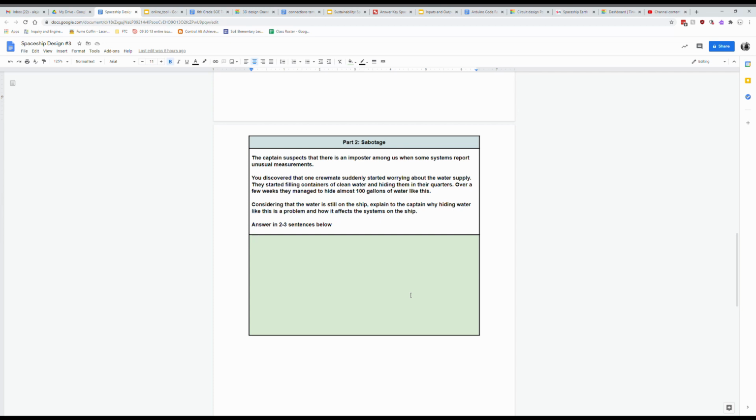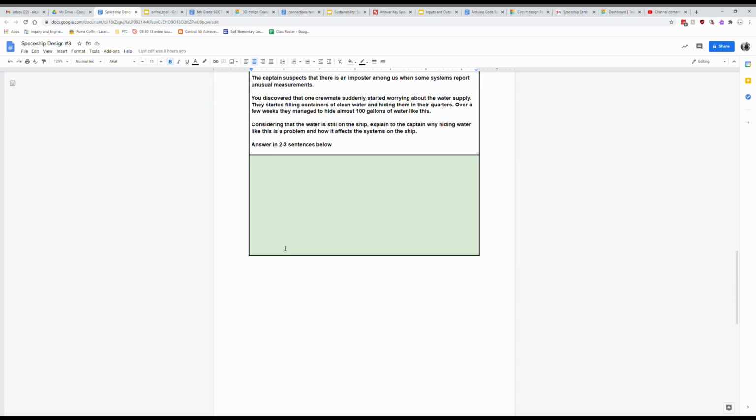So it's your job to explain to the captain why hiding the water like this is a problem. Now this one again, I'm looking for thinking, I'm looking for reasoning. Why do you think, based on what we just saw with all the connections, it might be a problem to put away 100 gallons of water like this? What do you think is going to happen if that water is not part of the system, not part of those connections? For this one, it's a little bit more straightforward. I'm just looking for 2 to 3 complete sentences.